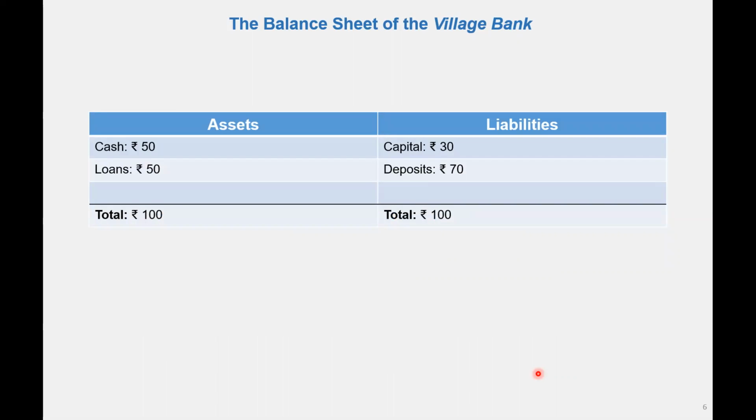So this is the bank balance sheet. In the bank balance sheet, you could see that initially they contributed 30 rupees, that is their own fund, and deposits amount to 70 rupees. So now the total is 100. And how they used this money, that is on the asset side. So you kept 50 rupees as an asset in cash, and 50 rupees as loans given to Rabi and Rani.